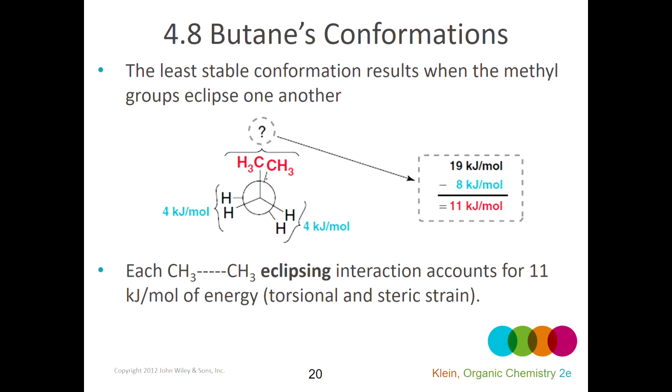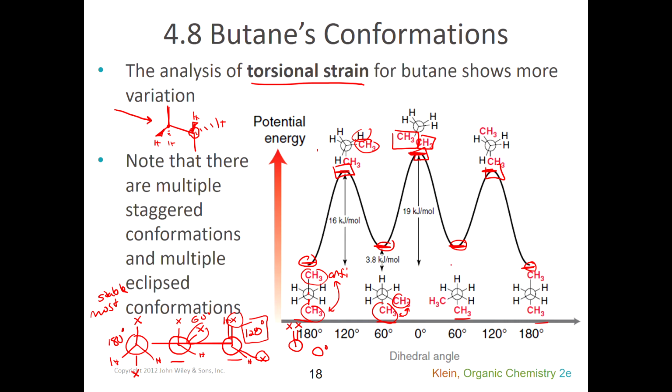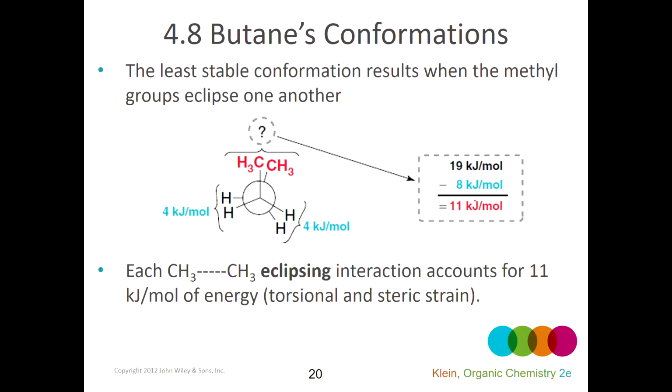So how much does a methyl group eclipsing another methyl group affect the stability? Right, so let's go back here. We said there's a 19 kilojoule difference between the full anti-staggered version and the most unstable eclipsed version. So the repulsion between these two groups, combined with the repulsion between those, creates 19 kilojoules per mole more energy than if the methyl groups were staggered, and thus the hydrogens will also be staggered.